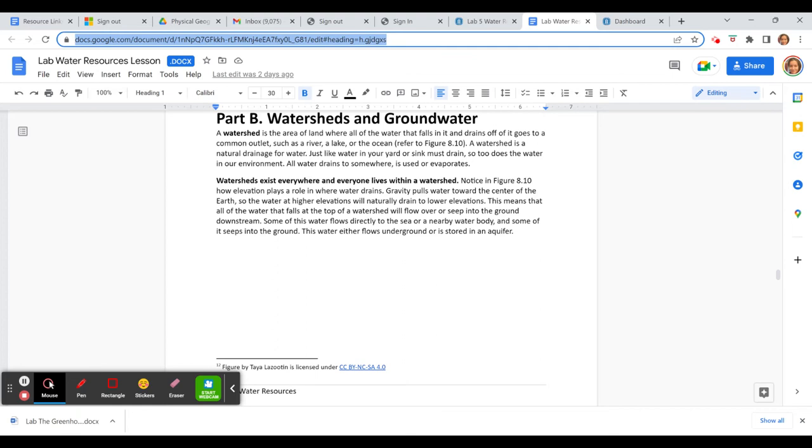Now, if you live somewhere like in Orange County, chances are that your watershed is the Santa Ana River. And if you live somewhere along the freeway, like in Hawaiian Gardens or Lakewood, chances are that you are in the San Gabriel River watershed.